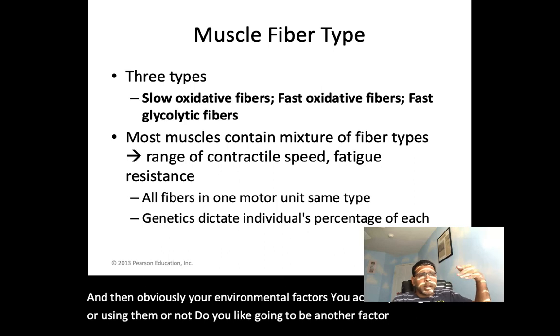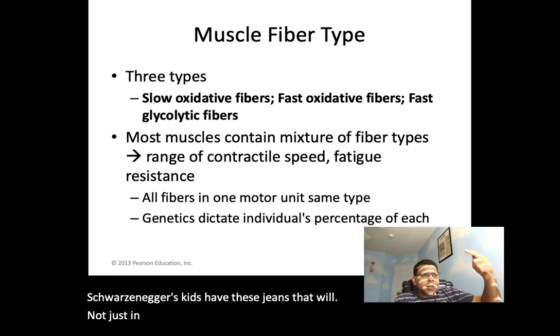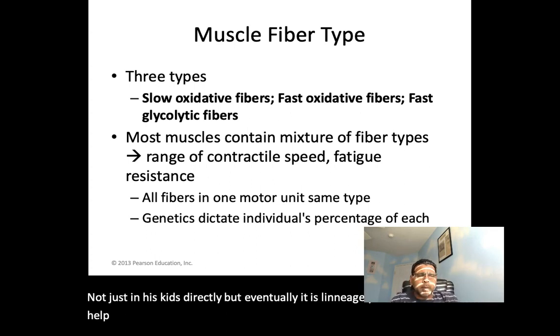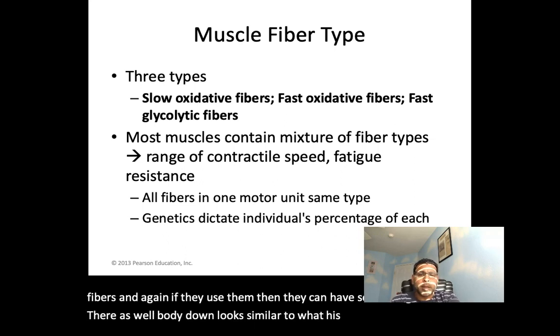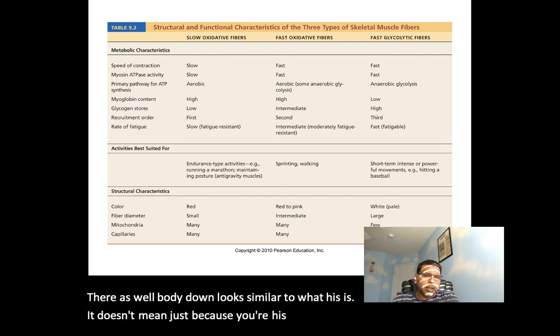Arnold Schwarzenegger's kids have these genes, not just in his kids directly, but eventually in his lineage, that will help with this increase in percentage of certain types of muscle fibers. And again, if they use them, then they can have a body that would look similar to his. It doesn't mean that just because you're his kids, you can have bodies like that. No, no, no.